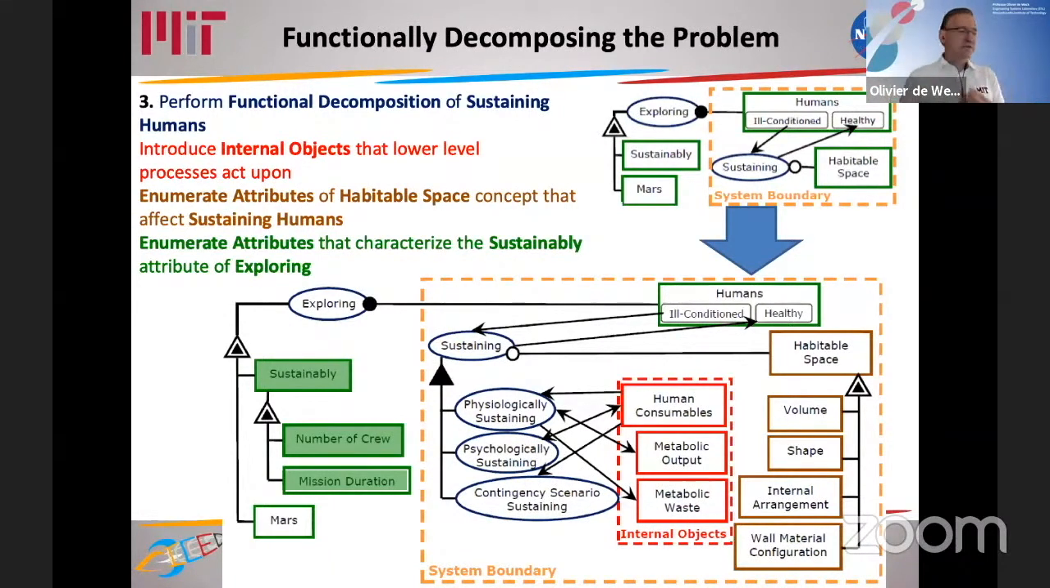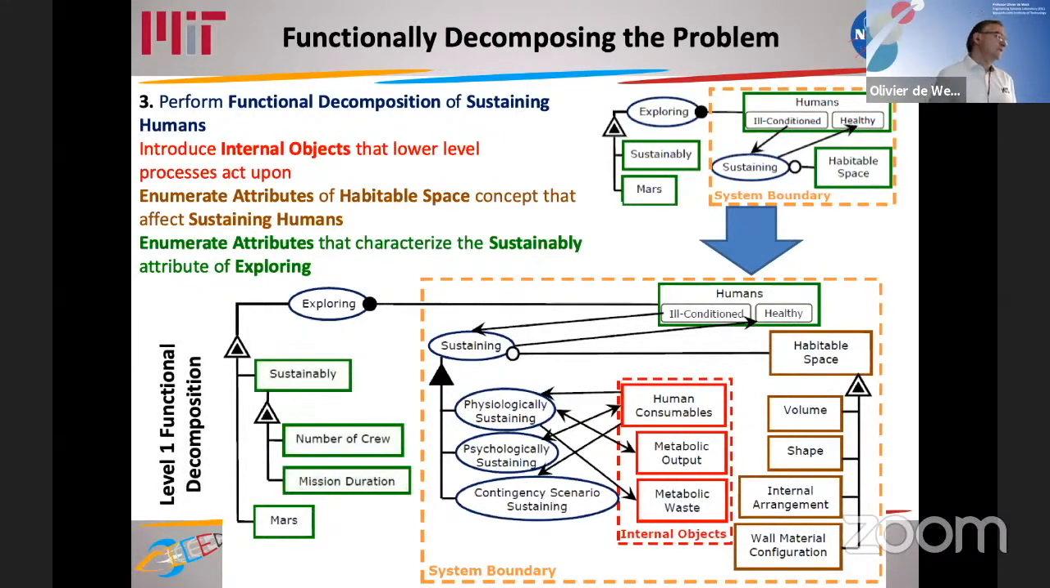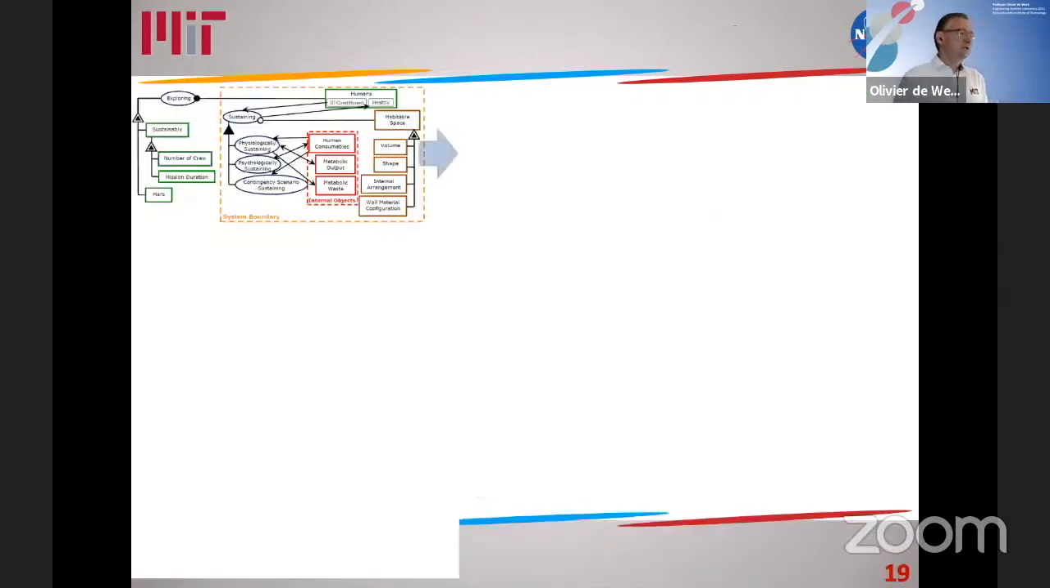Sustaining humans has different dimensions. Physiologically sustaining, that's what we all think about first: water, food, oxygen, etc. But also psychologically sustaining humans. And we always need to think about contingency scenarios or emergencies. So we think about human consumables, metabolic output, metabolic waste, and then sustainably exploring. Immediately, we have to say, well, how many humans, what's the number of crew, and what mission duration are we talking about? And the fact that we're, in this case, interested in exploring Mars. So that's our level 1 functional decomposition.